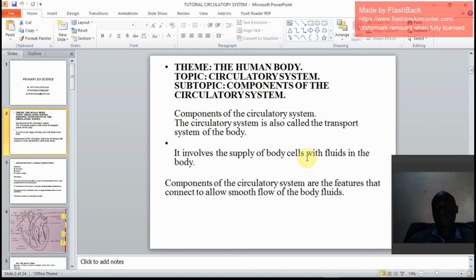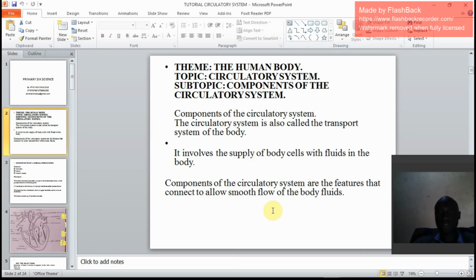To give you an overview, to circulate means to move around something. So this is the system in the body that helps in transportation of body fluids. The circulatory system is also called the transport system of the body, as I've told you. It involves supply of blood cells with the fluids in the body. All fluids in the body move in this system.